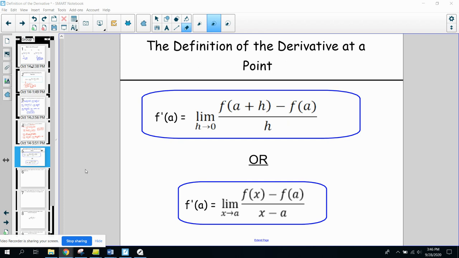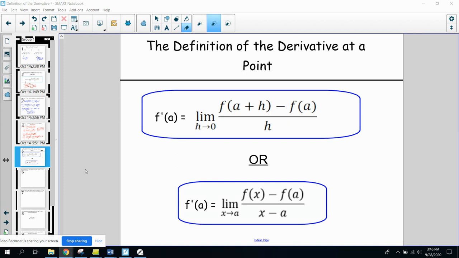Sometimes you're going to see one or the other. They are both used, they're pretty much interchangeable. Depending on the function, you might think that one is easier to use than the other, but it's really important that you understand that they both mean the same thing and how to interpret them, which we're going to look at in a little bit.